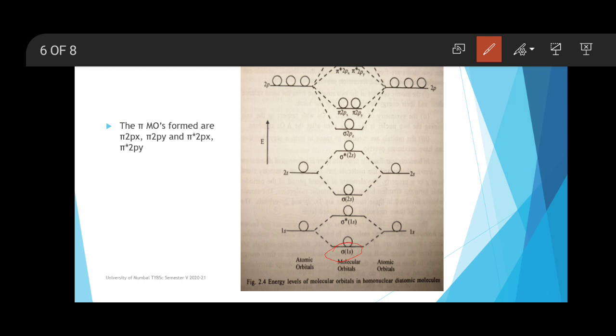So once these two atomic orbitals combine, they form two molecular orbitals. The first molecular orbital is sigma 1s and the second molecular orbital is sigma star 1s. Similarly, the 2s orbital of the first atom combines with the 2s orbital of the second atom. Again, both having the same energy, they form two molecular orbitals. One is sigma 2s, another is sigma star 2s. Okay.